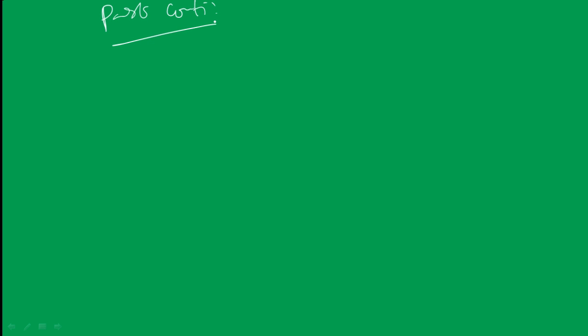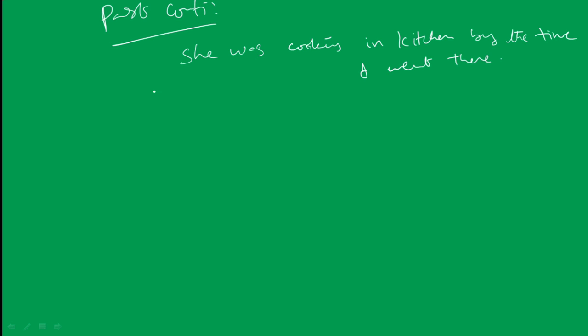Past continuous. She was cooking in the kitchen by the time I went there. Okay, this is affirmative. Negative. She was not cooking in the kitchen by the time I went there. Negative. Interrogative.